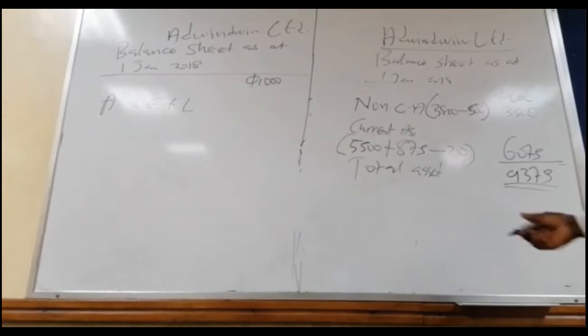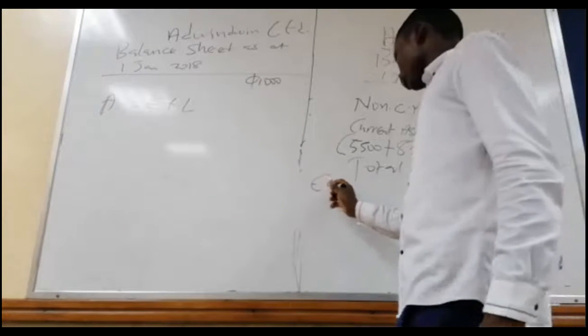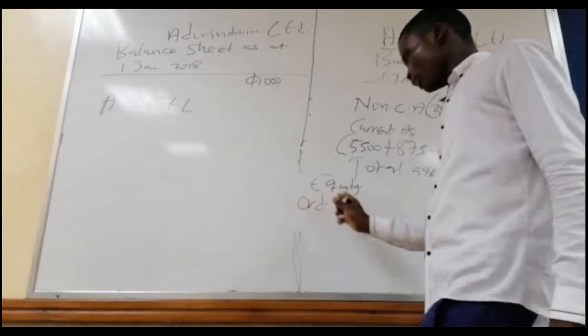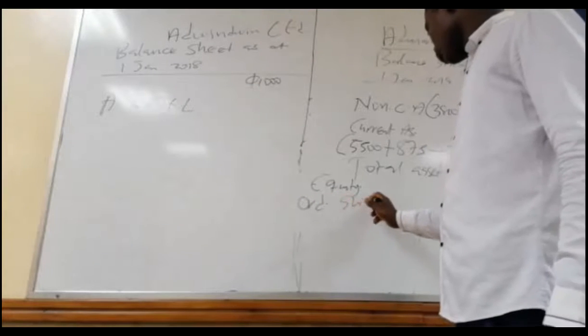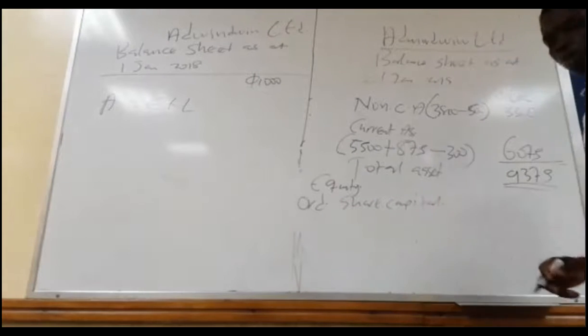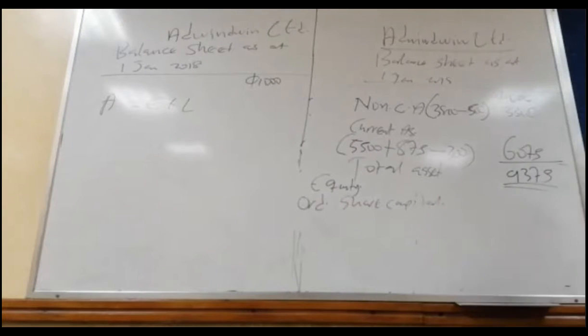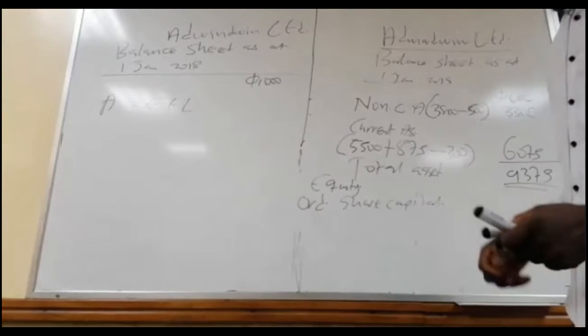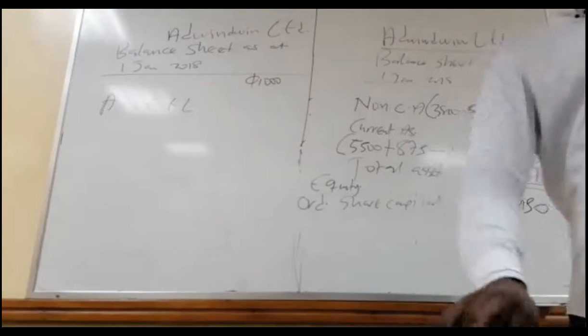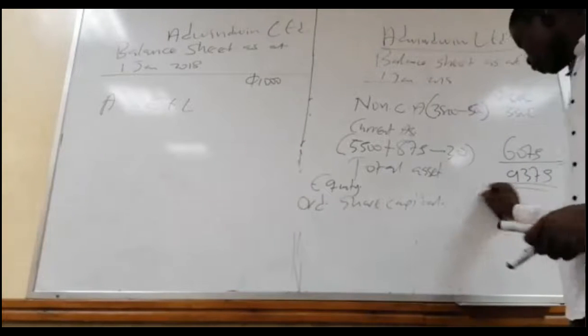Then we go to equity. All right, ordinary share capital. What was the figure that we had for ordinary share capital? We had 3,950, agreed. The balance sheet figure is 3,950. The ordinary share capital, we have 3,950, agreed or confirmed.